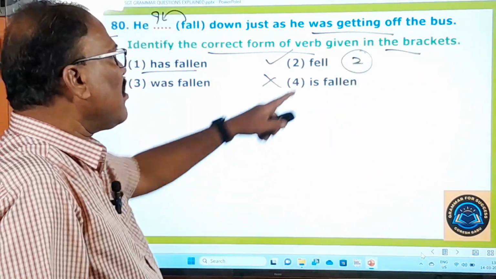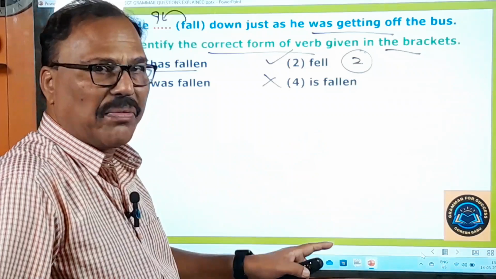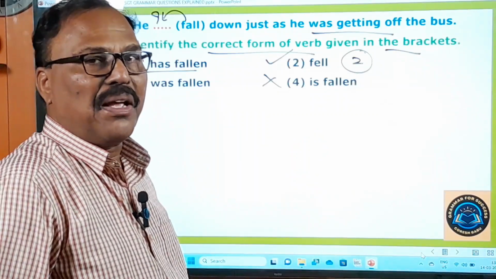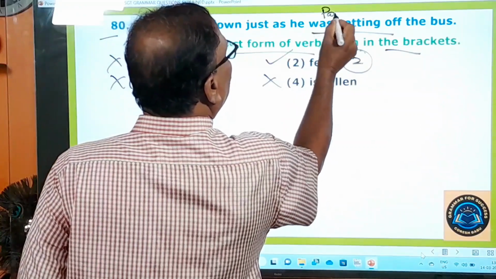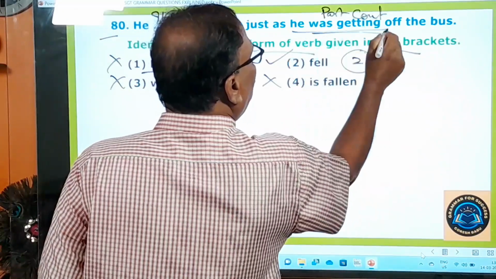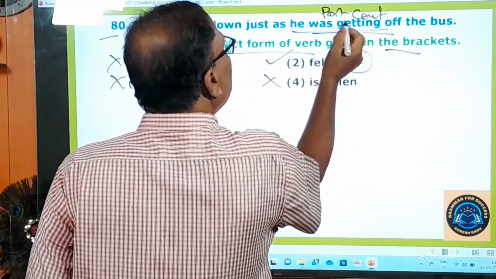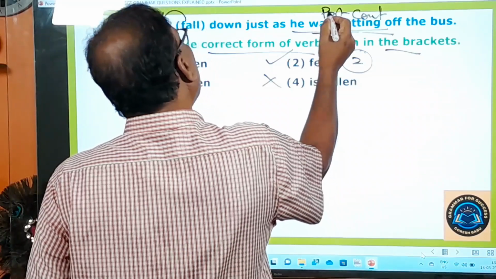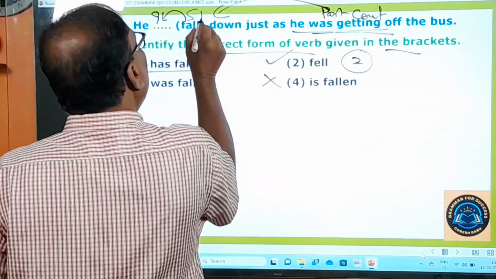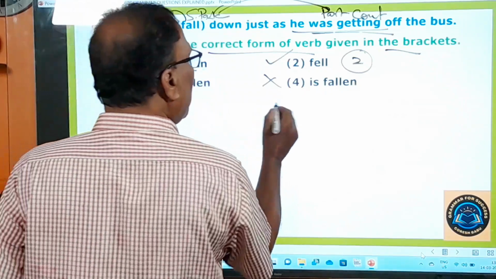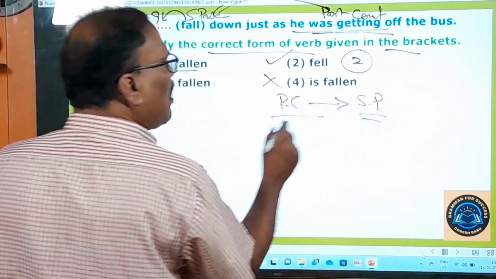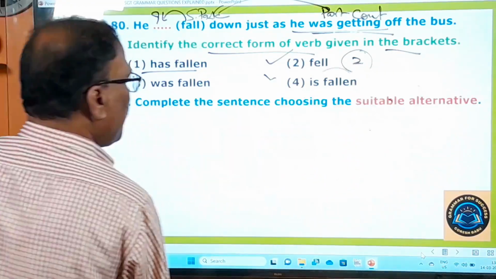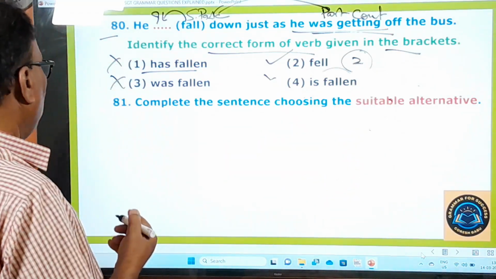Why is this right and why are all others wrong? You must know the logical explanation behind this. Because in one part of the sentence there is past continuous tense. He was getting off means this is past continuous. Whenever there is past continuous tense, in the other part of the sentence there must be simple past. That means past continuous is always used in combination with the simple past. This is the rule. Now, let's move on to the next question.